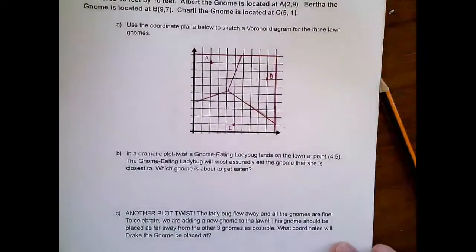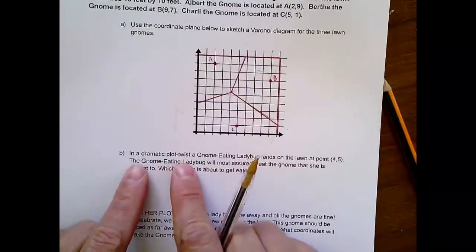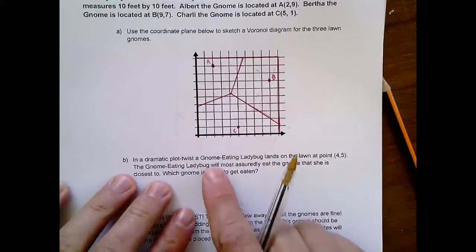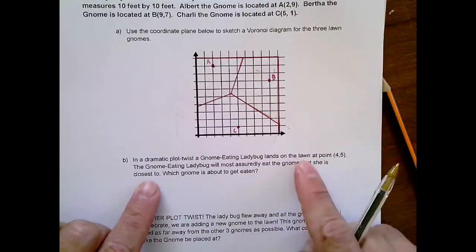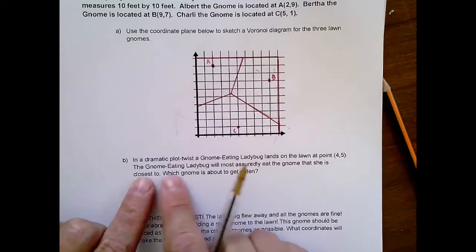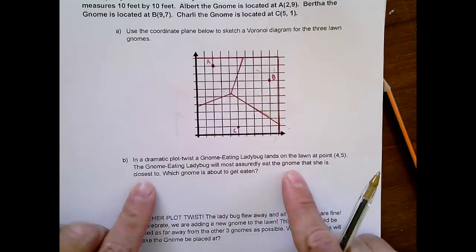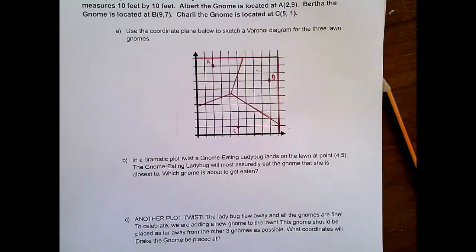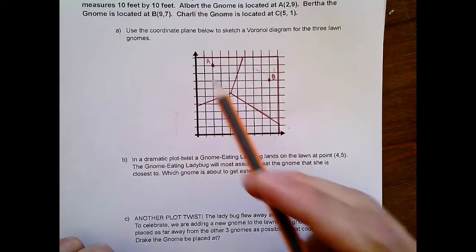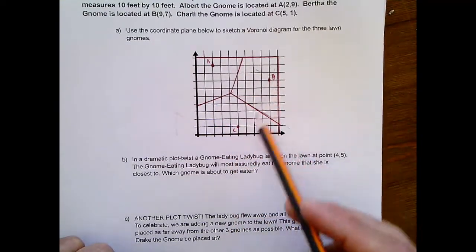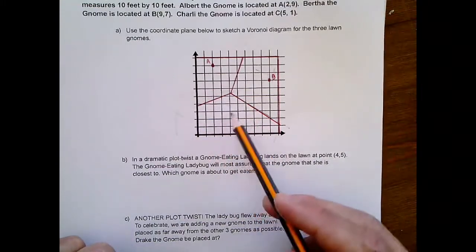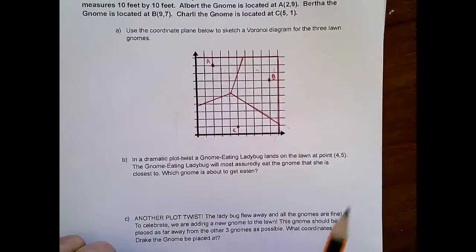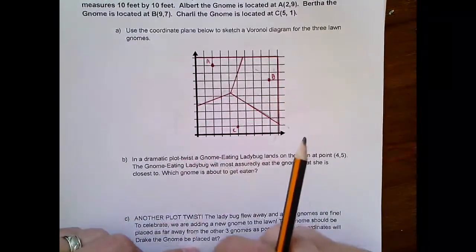It says here, in a dramatic plot twist, a gnome-eating ladybug lands on the lawn at point 4, 5. The gnome-eating ladybug will most assuredly eat the gnome that she is closest to. Which gnome is about to get eaten? Oh, okay, cool. So this taps into your knowledge of how these diagrams work. The idea is this. Right now, each site is the location of a gnome. And if you are inside of a cell, the closest site will always be the one of the cell you're in. That's the power of these diagrams.